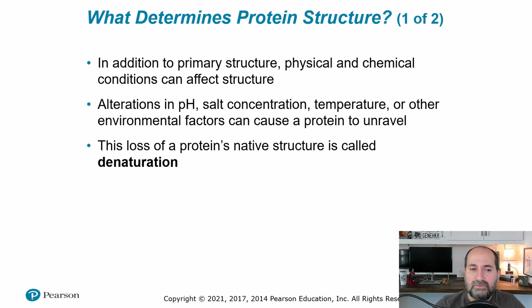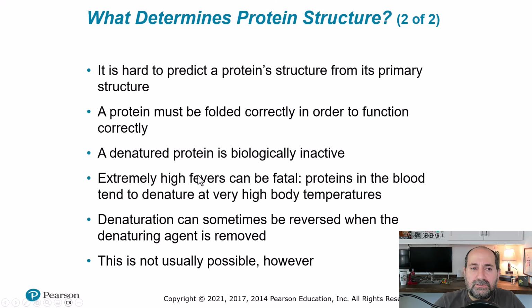And there's a term for this, where physical or chemical conditions such as pH, salt concentration, temperature, and other environmental factors can cause my protein to unravel. This means my protein unfolds. It doesn't mean my protein falls apart into little pieces. It just means it loses its nice, perfect little tertiary structure. It unfolds, and this is called denaturation. A protein is denatured when it unfolds, and once denatured, a protein is biologically inactive.